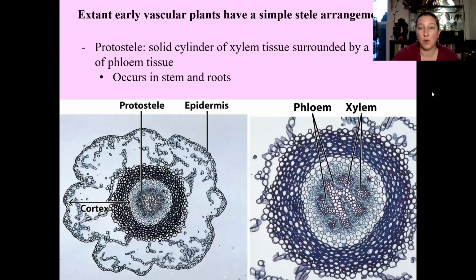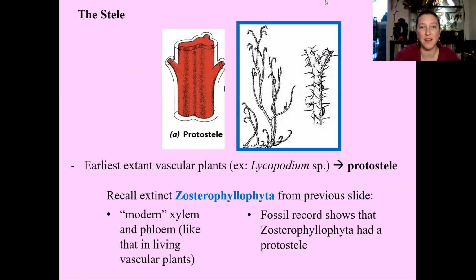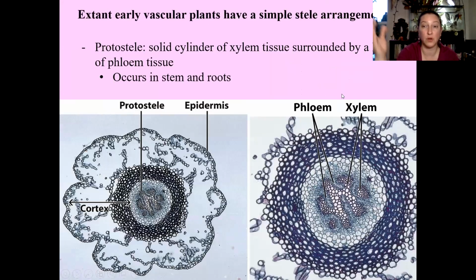Just to talk a little bit more about what a protostele is, because when you look at that other slide, this is not very informative. This doesn't really give you an idea of what it looks like in a real plant. That's because it's a drawing. But if you were to look at a cross-section of a stem under the microscope slide, yeah, this is what the stele would look like on a microscope slide.